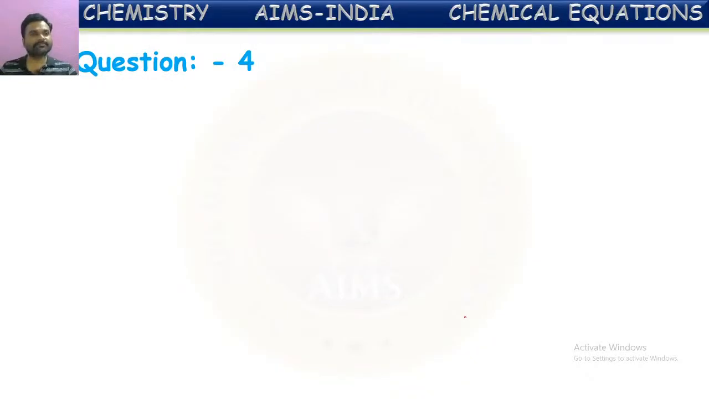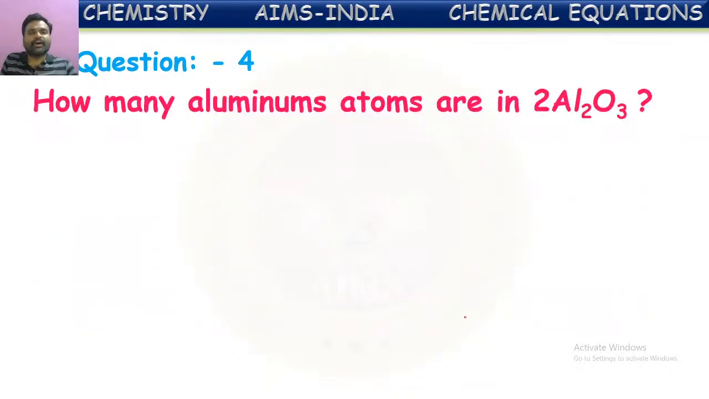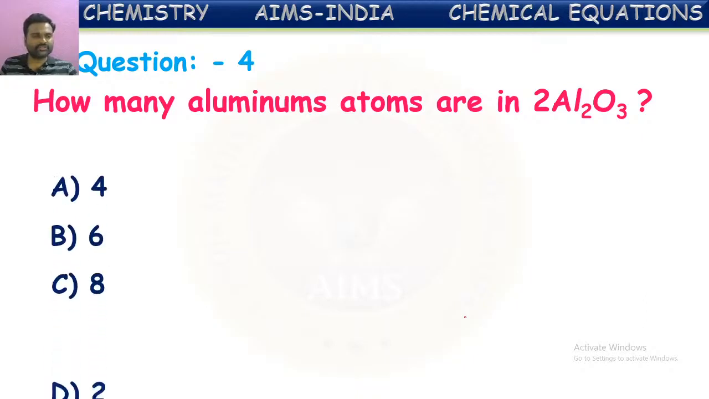Try to do it. How many aluminum atoms are there in 2Al2O3 molecules? So how many aluminum atoms are there? Is it 4 or 6 or 8 or 2? How can you say? If you say 2, it is wrong. How many aluminum atoms are there in this?